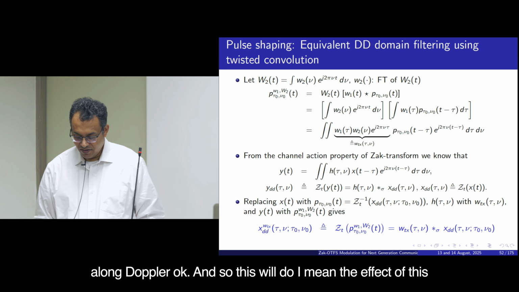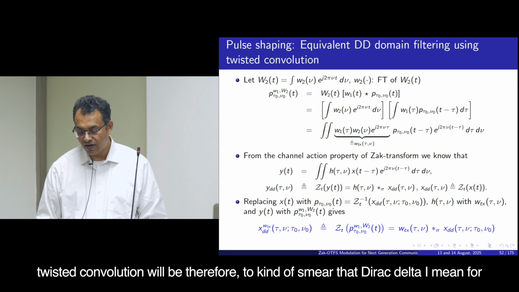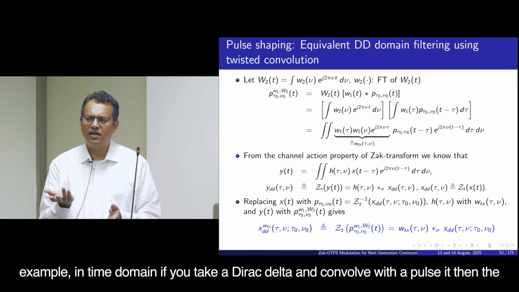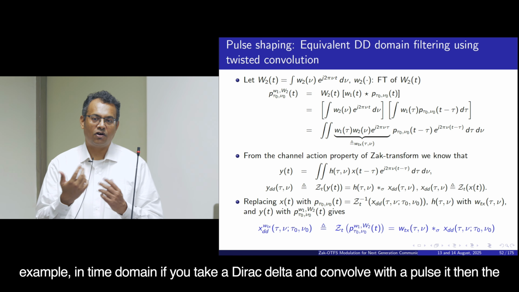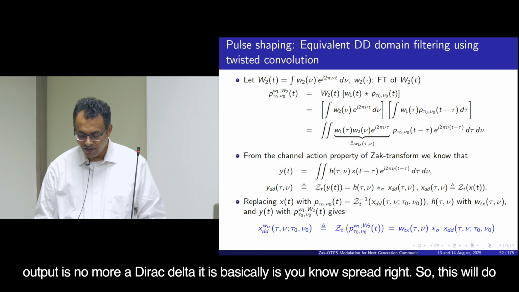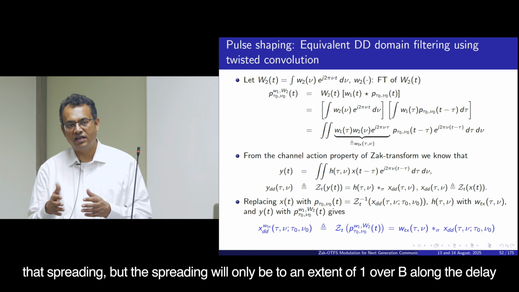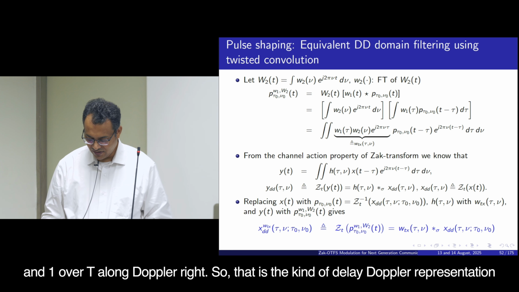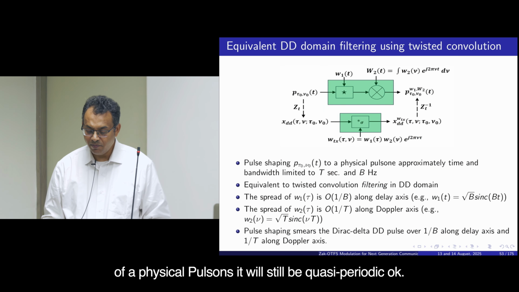Okay. And so the effect of this two-state convolution will be to smear that Dirac delta. For example, in time domain, if you take a Dirac delta and convolve with a pulse, then the output is no more a Dirac delta, it is basically a spread, right. So, this will do that spreading, but the spreading will only be to an extent of 1 over B along the delay and 1 over T along Doppler, right. So, that is the kind of delay Doppler representation of a physical pulse-on. It will still be quasi-periodic.